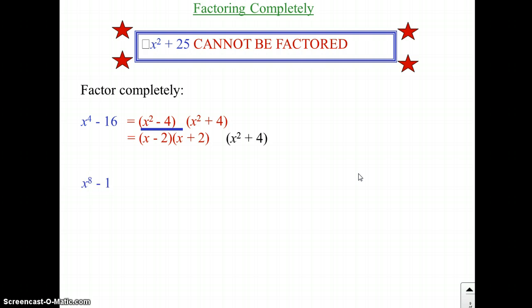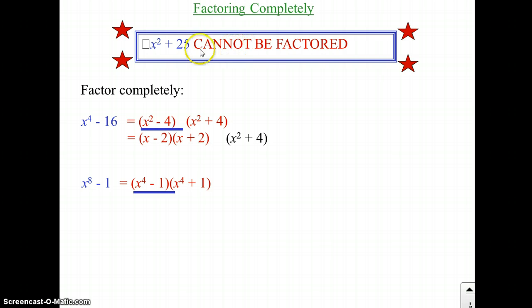If I look at x to the 8 minus 1, the square root of x to the 8 is x to the fourth. The square root of 1 is 1. I factor using conjugate binomials. This becomes x to the fourth minus 1, x to the fourth plus 1. Great. But we're not done, because x to the fourth minus 1 is a difference of squares. We can factor that. We cannot factor x to the fourth plus 1.